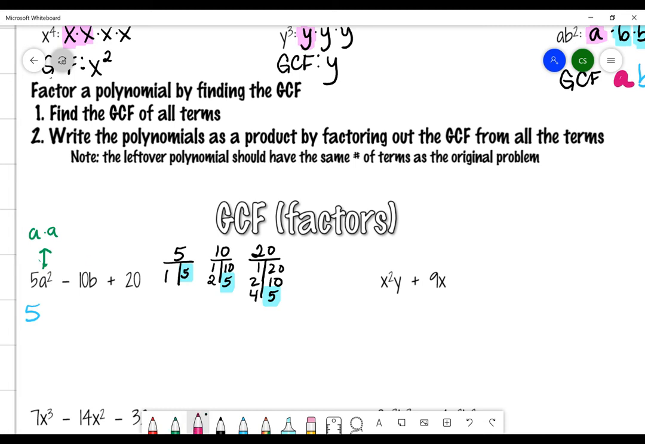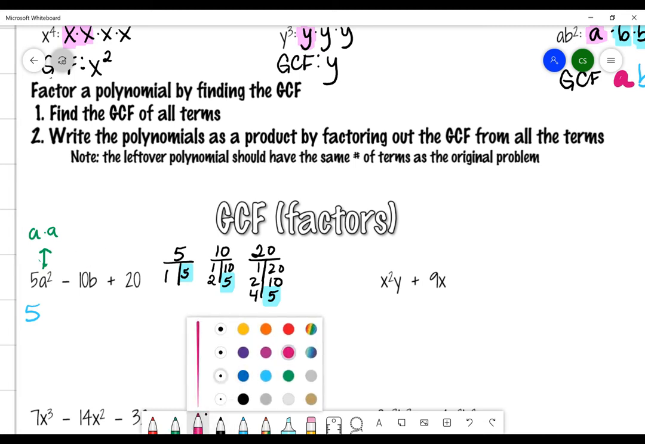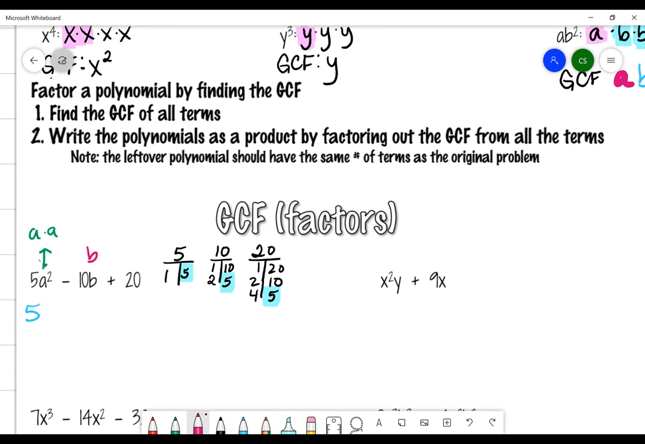And this one only has 1 B. So they literally don't share any variables because the variables are not common through all of the terms. So the only thing that I can factor out is a 5. And when I say factor out, this is what I mean. So between 5, 10, and 20, the greatest common factor is 5. If I factor it out, that means what does it leave behind?